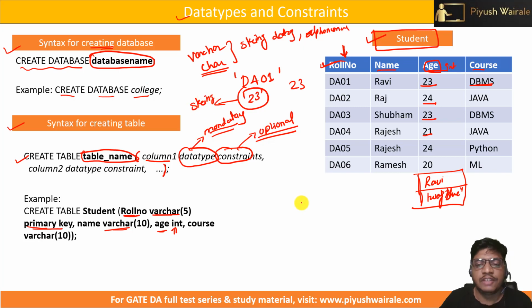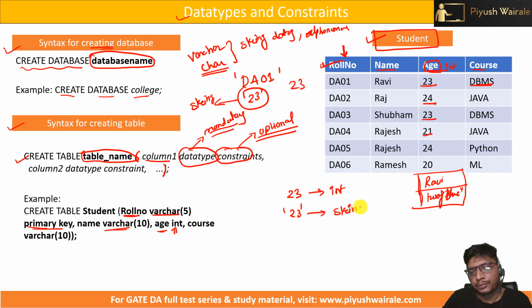So there's a difference between string and integer. 23 is basically my integer. The moment I put single quotation, the 23 will be my string. Then I can insert this string in the name, roll number, or course column. We'll discuss that also.